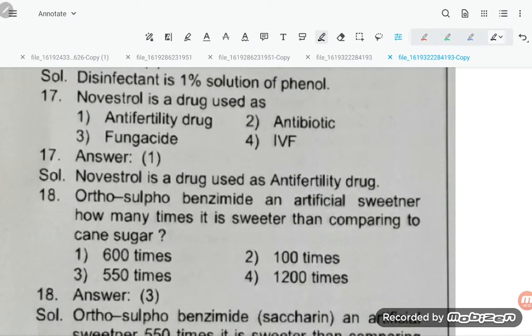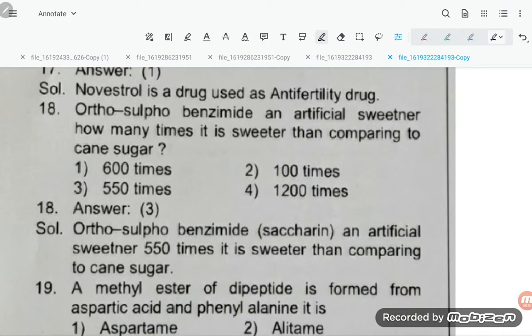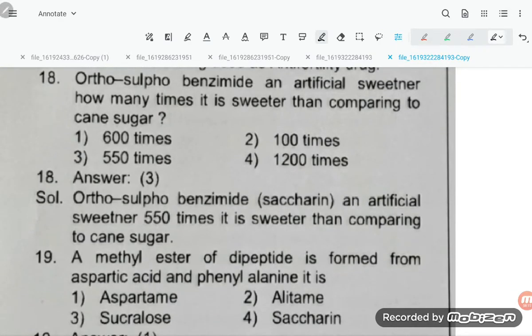Norethindrone, or Novestrol, is a drug used as an anti-fertility drug.